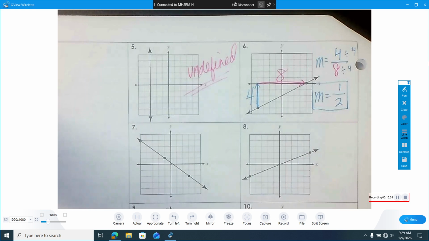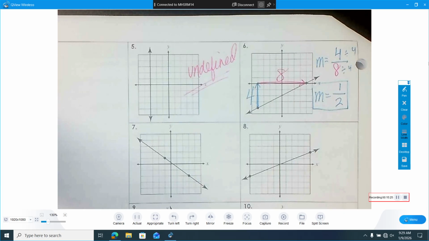Ladies and gentlemen, will you keep working on the rest of those for me? Nice job. You do not have to use colors. Okay, beautiful. Thank you.